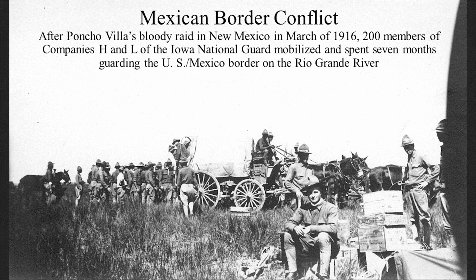The teens were also a time of international conflict. Pancho Villa raided New Mexico in March of 1916, and 200 members of Companies H and L of the Iowa National Guard were mobilized. They spent 7 months guarding the U.S.-Mexico border in Texas.